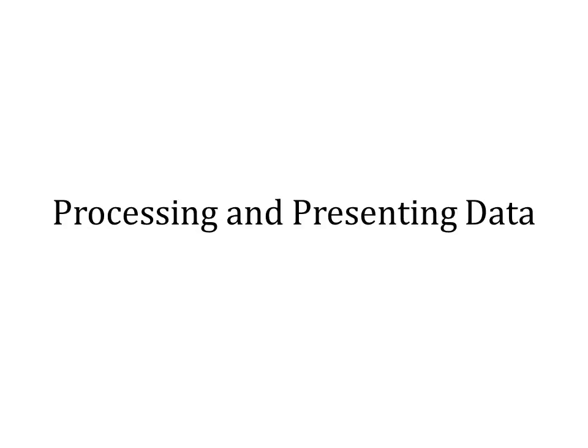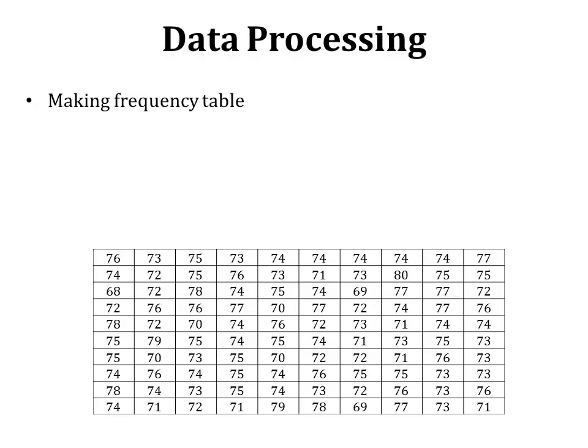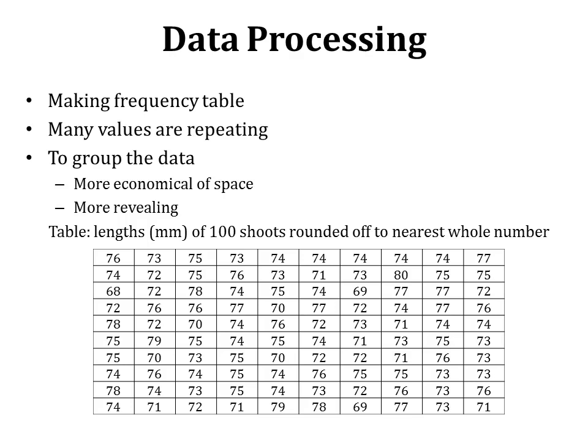The next thing that we studied was the processing and presenting of data, that is, how we can process and present our data. So once we have generated the data, for example, this is the length of 100 shoots, rounded off to the nearest whole number. This is a continuous variable because this is a length measurement. So what information do you get from this table? Literally nothing, no information on a quick look at this table.